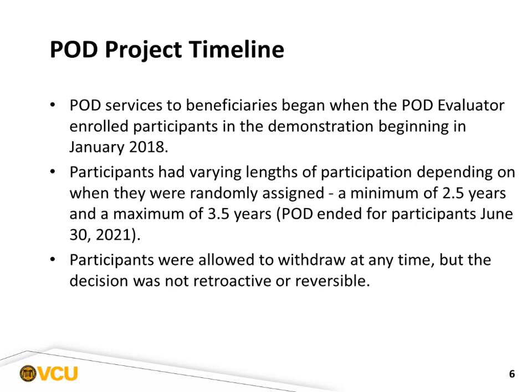The POD evaluator is an agency known as Mathematica Policy Research, or just Mathematica for short. Now, the evaluator, Mathematica, conducted all the outreach to the beneficiaries. They recruited the enrolled participants beginning in January of 2018. Now, participants had varying lengths of participation depending on when they were randomly assigned to either the control group or one of the 2 treatment groups. Participants may have a minimum of 2.5 years of participation or a maximum of 3.5 years. POD ends for participants the last day of June in the year 2021.